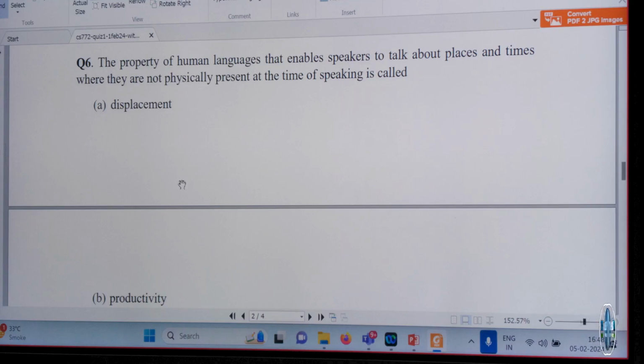Okay, now we come to 6. The property of human languages that enables speakers to talk about places and times where they are not physically present at the time of speaking is called which one? Displacement. This I think all of you have got. But do appreciate this very powerful property of human language. You may not be present at a place and time, but still talk about it. Tremendous capability.